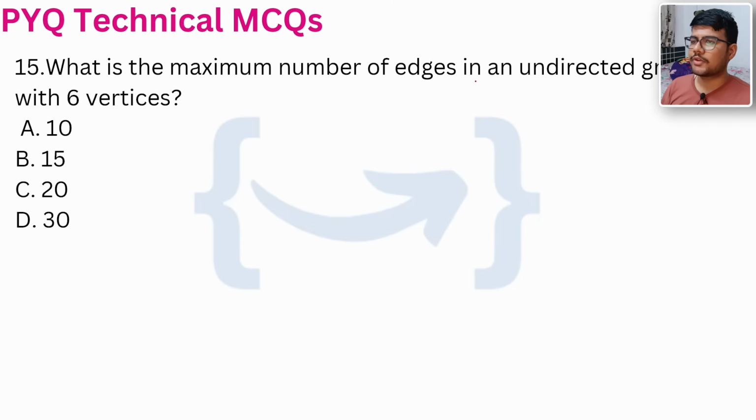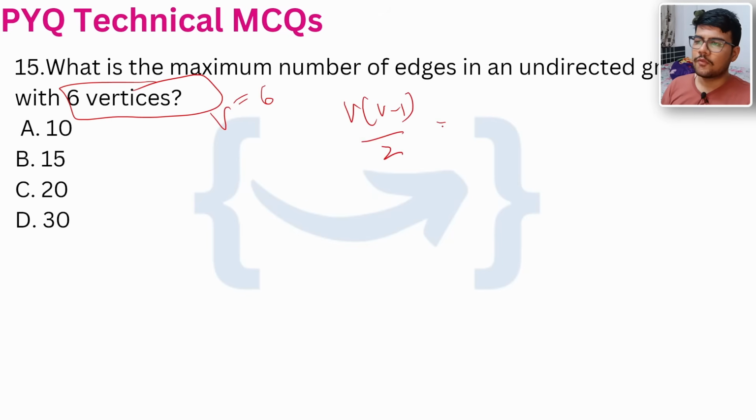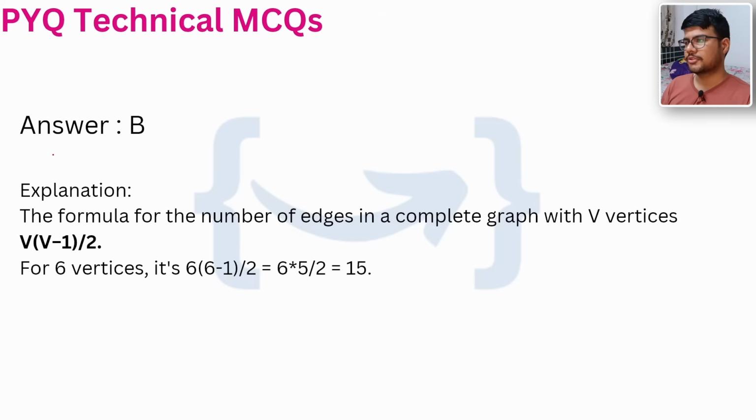What is the maximum number of edges in an undirected graph with 6 vertices? 6 vertices means the V value is 6. So there is a famous formula, V times V minus 1 by 2, where 6 into 5 by 2 will be 15 edges in your graph when you have 6 vertices. 15 is the right option, D is the right option, and I chose V into V minus 1 by 2 as the formula. So yes, it makes sense.